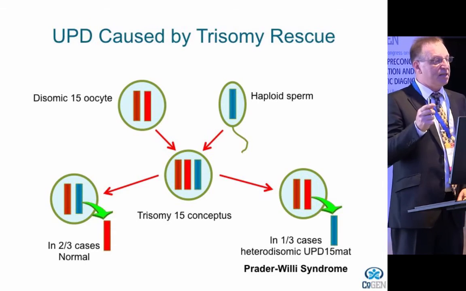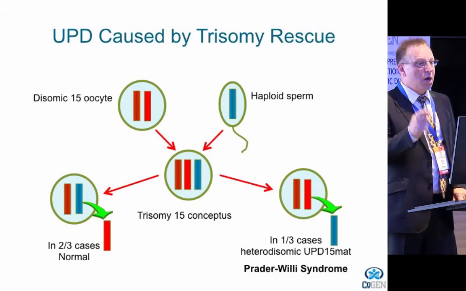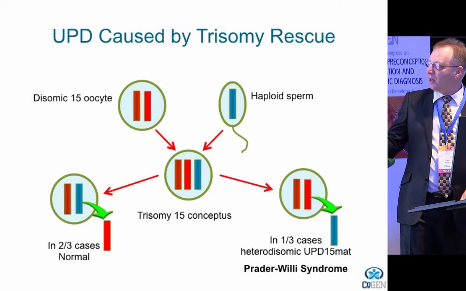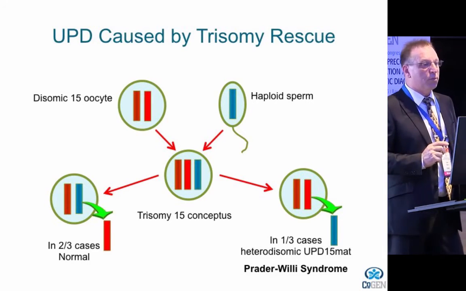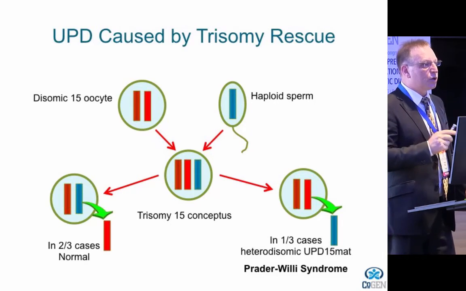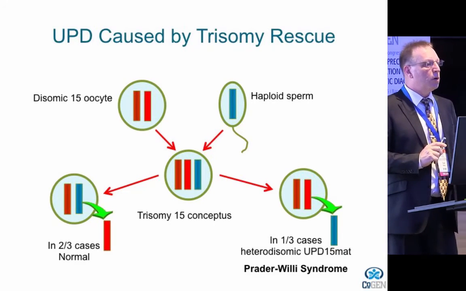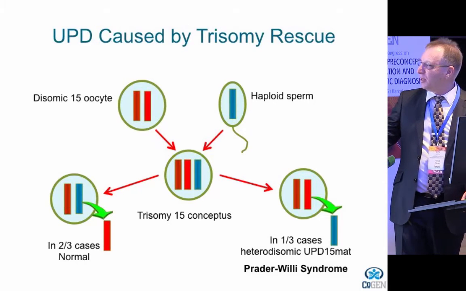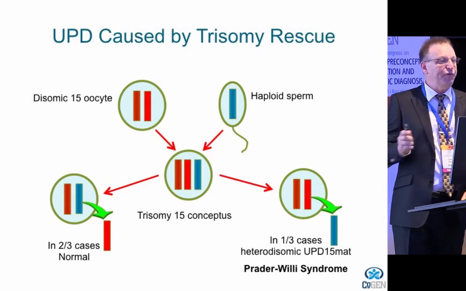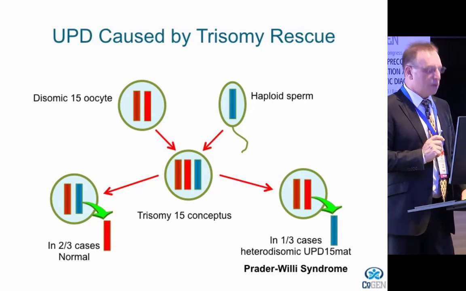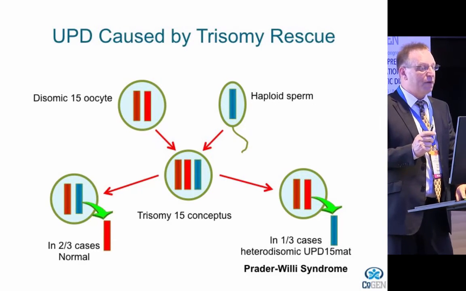If only some of the cells have undergone correction, we will have a mosaic. Some of the cells will have the trisomy, and some of the cells will be normal. But assuming all the cells undergo correction, that is, in 2/3 of the cases, that will be normal. 2/3, because 1/3 of the cases, this chromosome 15 will be lost, and in 1/3, this chromosome 15 will be lost. But let's see what happens if the paternal chromosome 15 is lost.